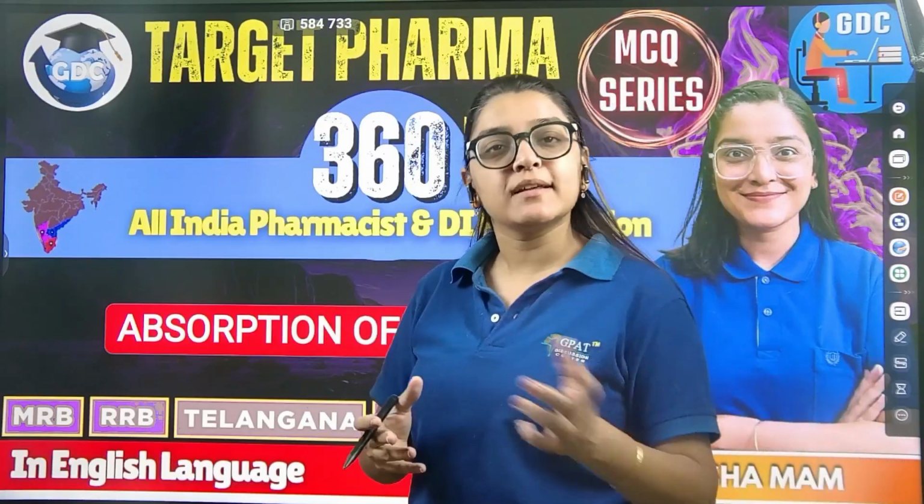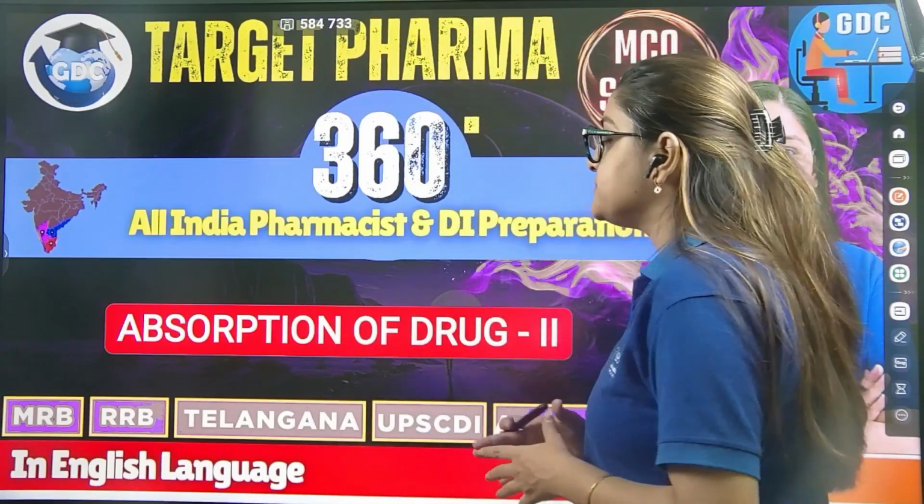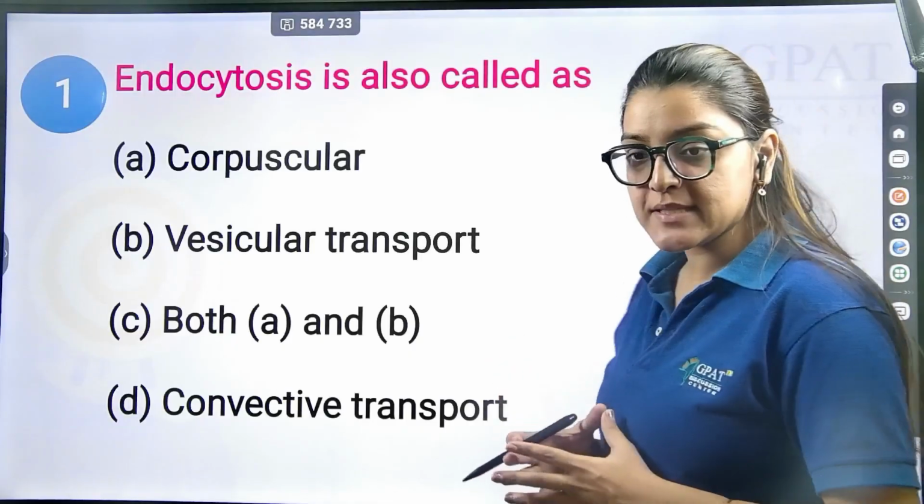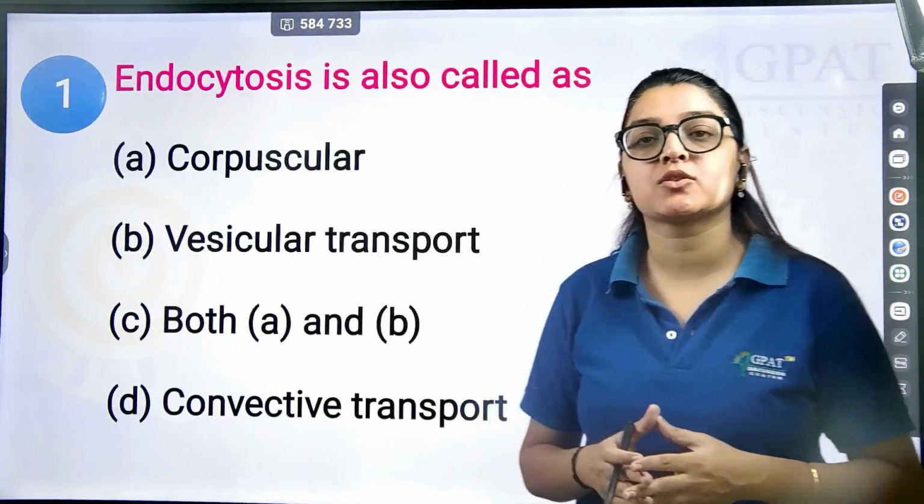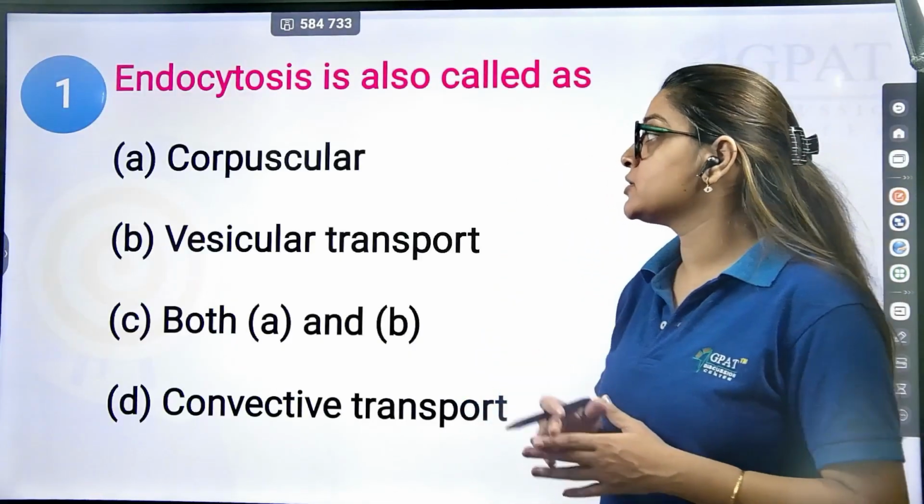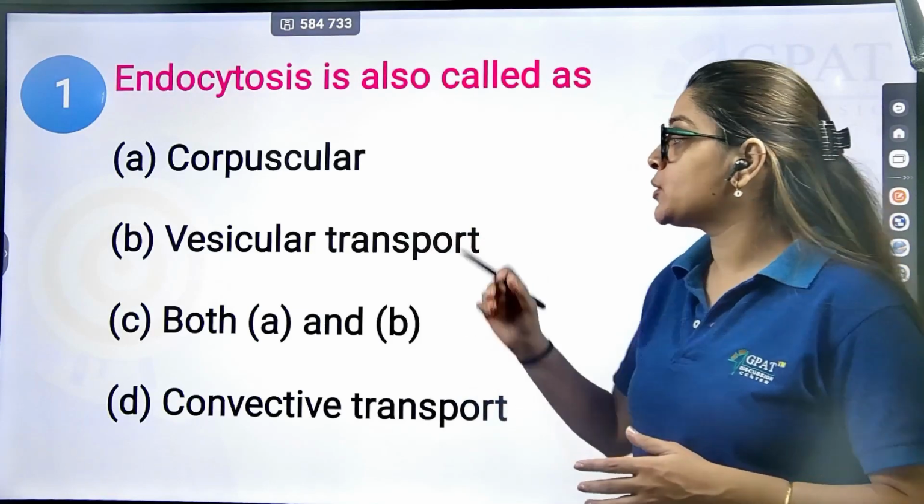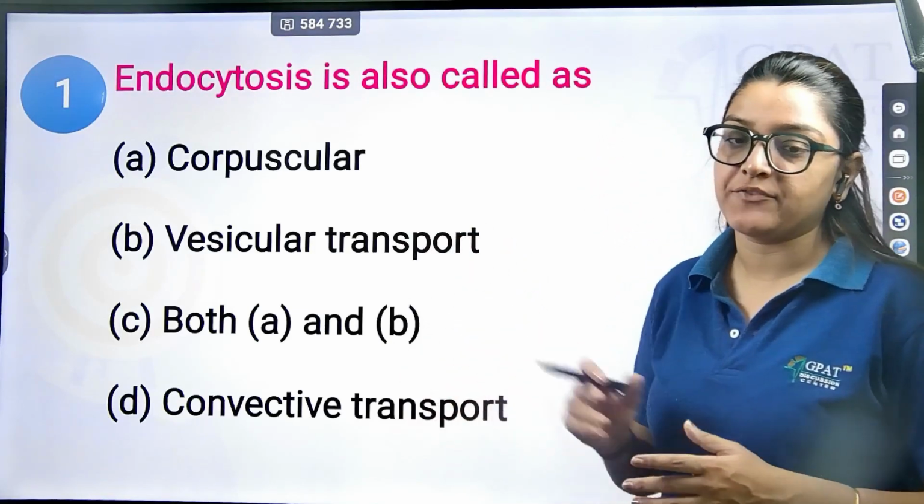Okay, so let's start with our first question. So first question says endocytosis is called as corpuscular vesicular transport, both A and B, or convective transport.